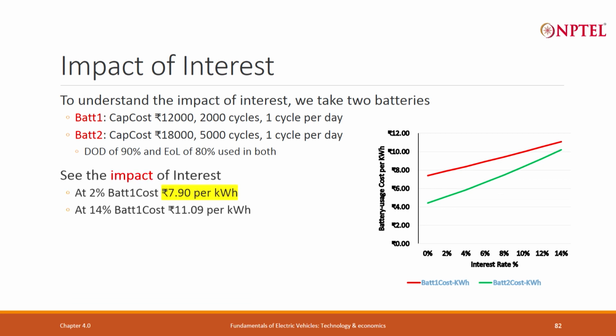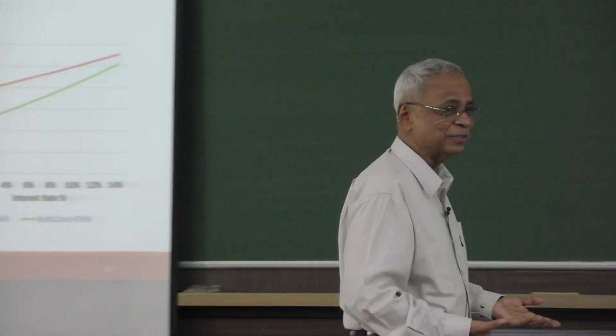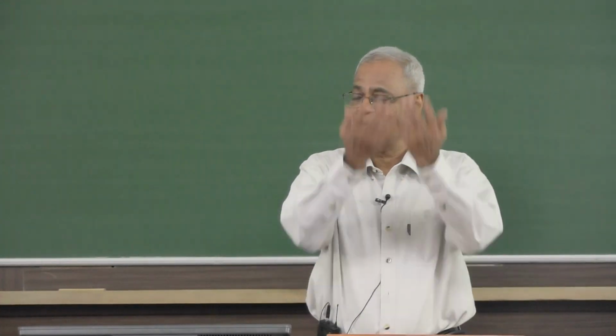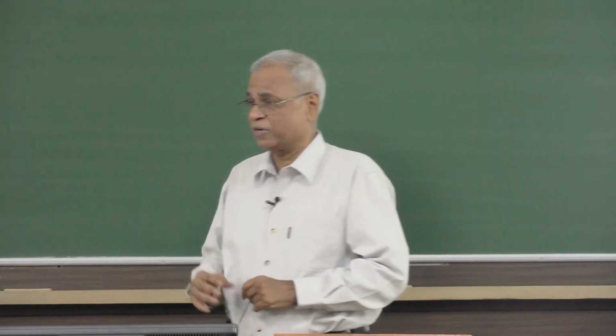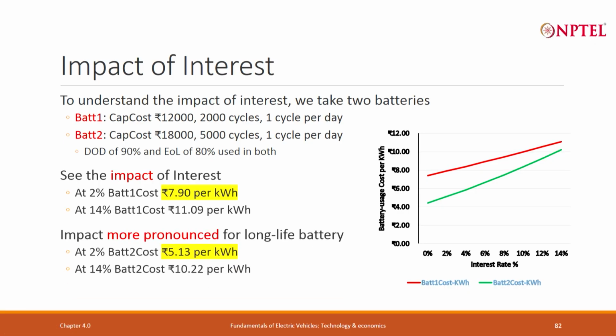So, this is the same thing that I am showing you, impact cost for battery 1, 7.90 to 11.09. Now, actually this is not something related to battery. In many things that India uses, this is something that hurts us vis-a-vis Europe. On the one hand, the affordability in India is lower, on the other hand higher interest rate means we have to pay through our nose, and it's a huge difference, 7.90 to 11.09, and for the second battery it is worse. It is 5.13 at 2%, for 14% it is 10.22, double the cost per kilowatt hour.